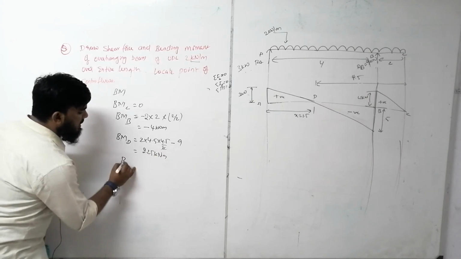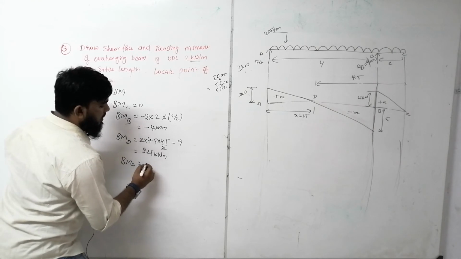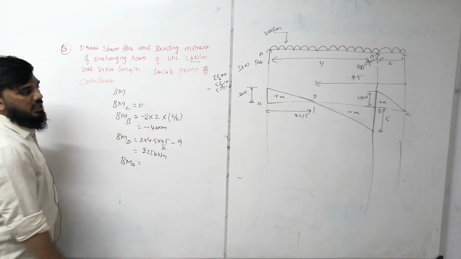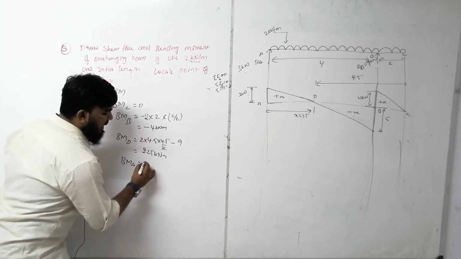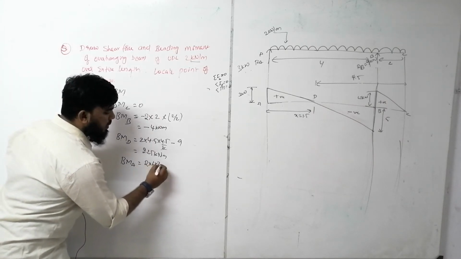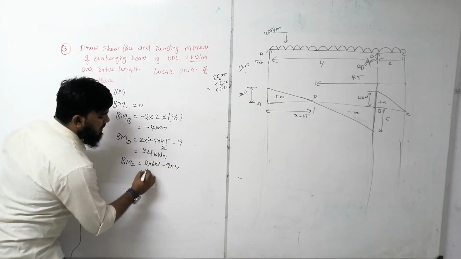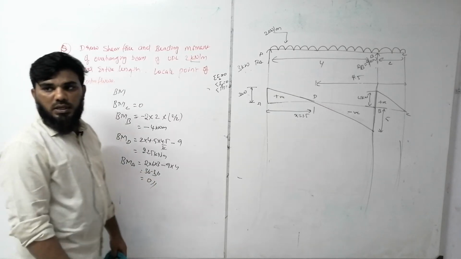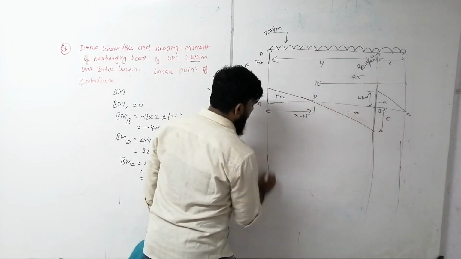Okay. Next is bending moment at point A. So bending moment at point A is equal to, one is because of UDL, that is 2 into 6 into 3 minus 9 into 4. So this is 36 minus 36 equal to 0. Okay. Now calculate the bending moments at different points.